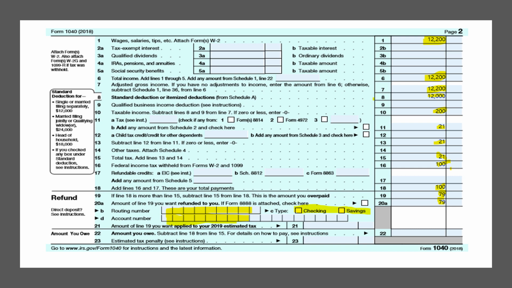This will be placed on line 19 and line 20A as you would want it refunded. If you want it placed directly into your bank account, you can complete the routing and account information on lines 20B, C, and D.